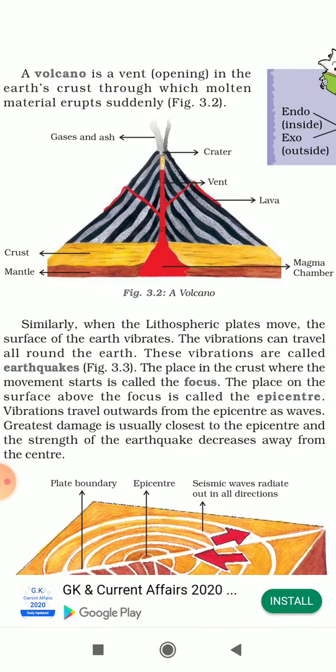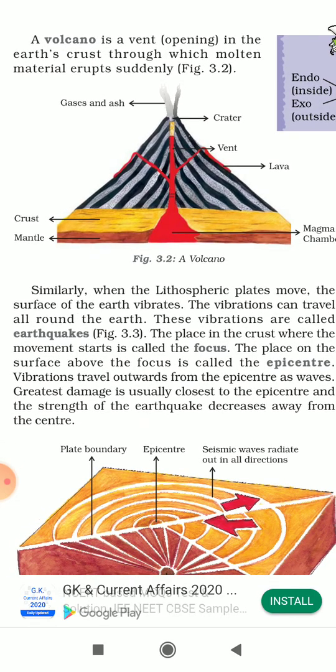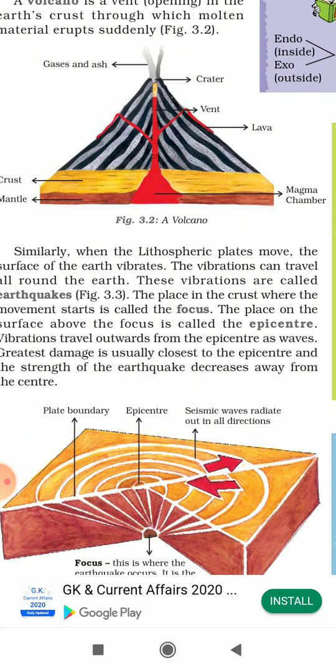Next is earthquake. So, what is an earthquake? An earthquake is the result of a sudden release of energy by the movement of lithospheric plates. The place in the crust where the movement starts is called the focus, and the place on the surface above the focus is the epicenter. The vibrations travel from the epicenter as waves.